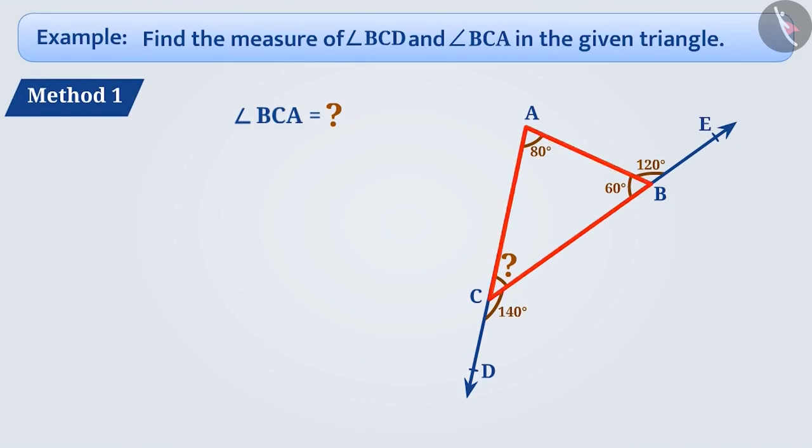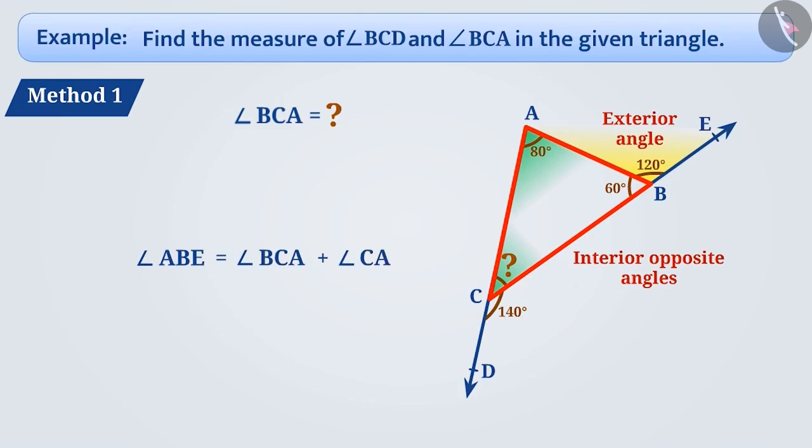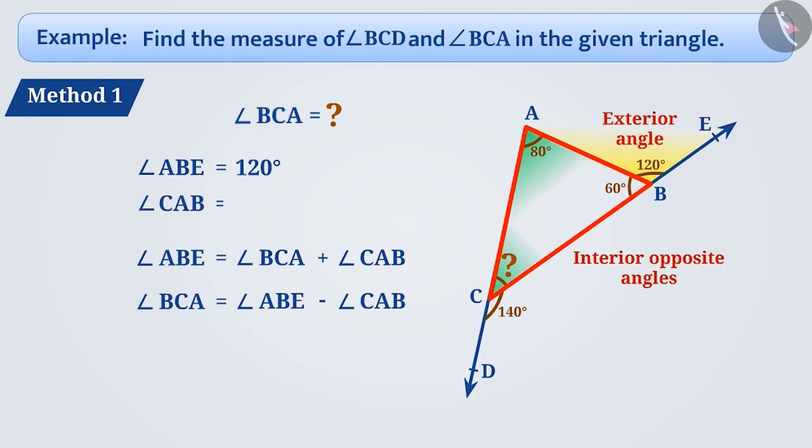Here we can see that angle ABE is the exterior angle of triangle ABC, and angle BCA and angle CAB are the two interior opposite angles of angle ABE. So, we can say that angle ABE is equal to angle BCA plus angle CAB, or we can write it as angle BCA is equal to angle ABE minus angle CAB. Since angle ABE is equal to 120 degrees and angle CAB is equal to 80 degrees, angle BCA is equal to 120 degrees minus 80 degrees, which is 40 degrees.